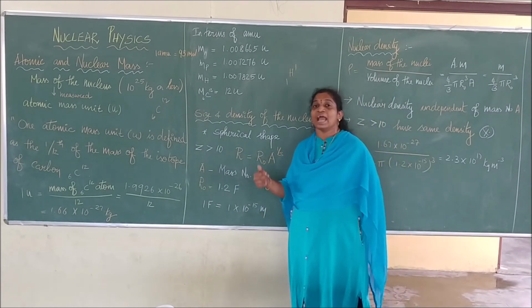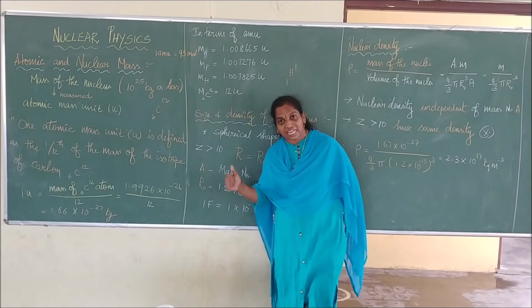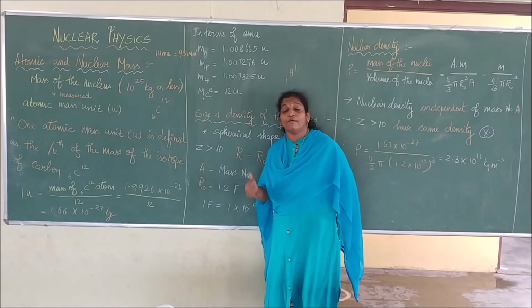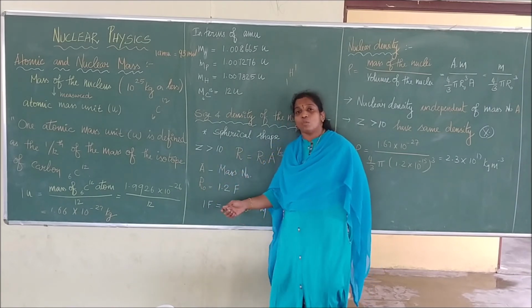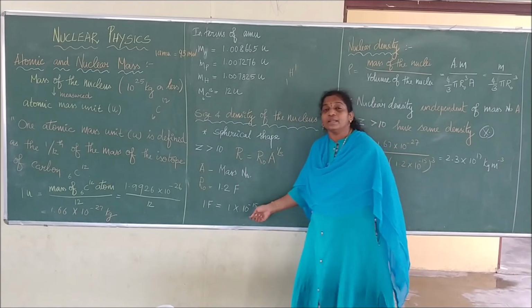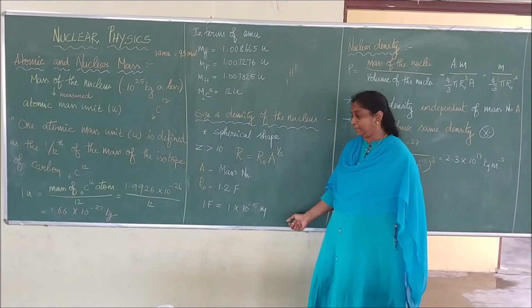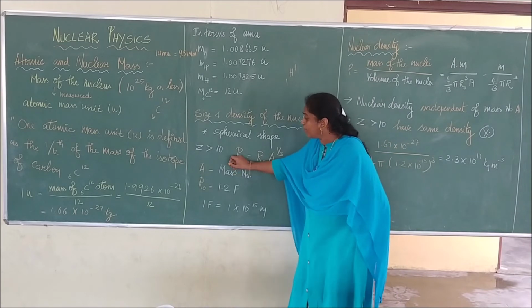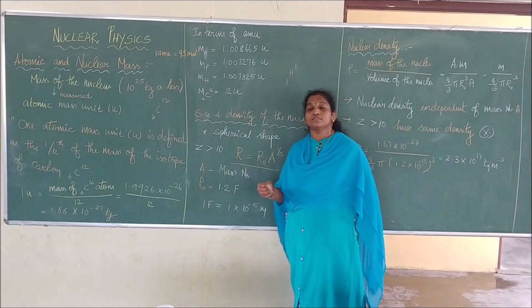So how are we representing the answer? The answer is in meters, like 10 power minus 10 meter, or millimeter, 10 power minus 3 meter. 1 Fermi takes the value of 10 power minus 15 meter. It is a very important equation to calculate the radius of a nucleus.